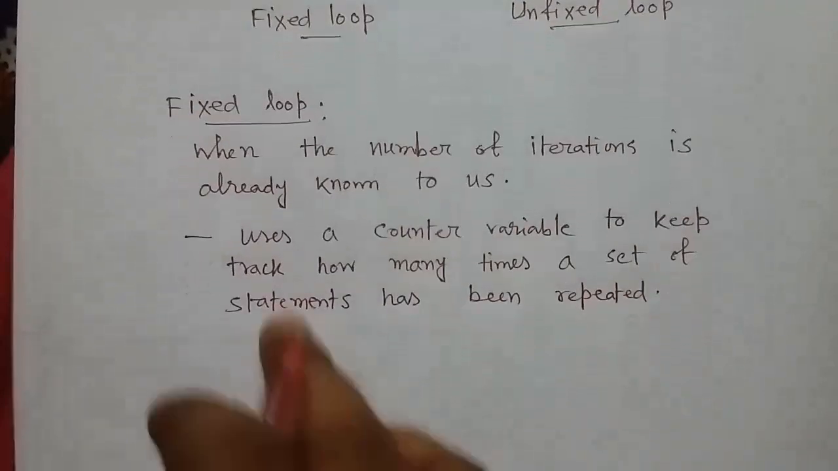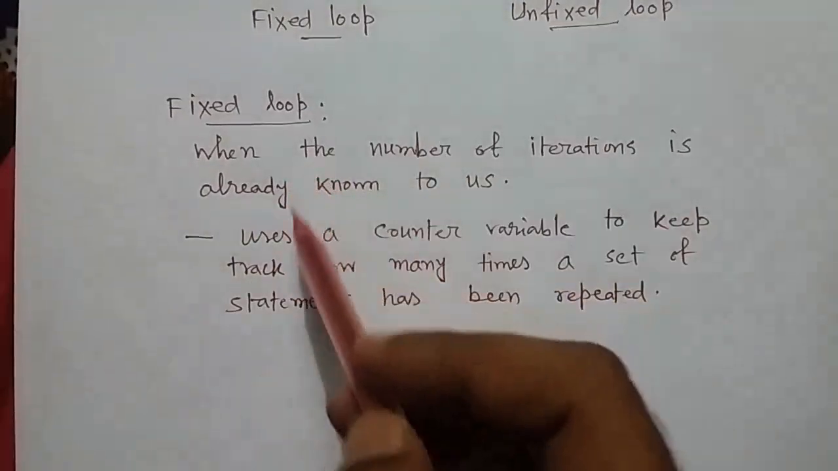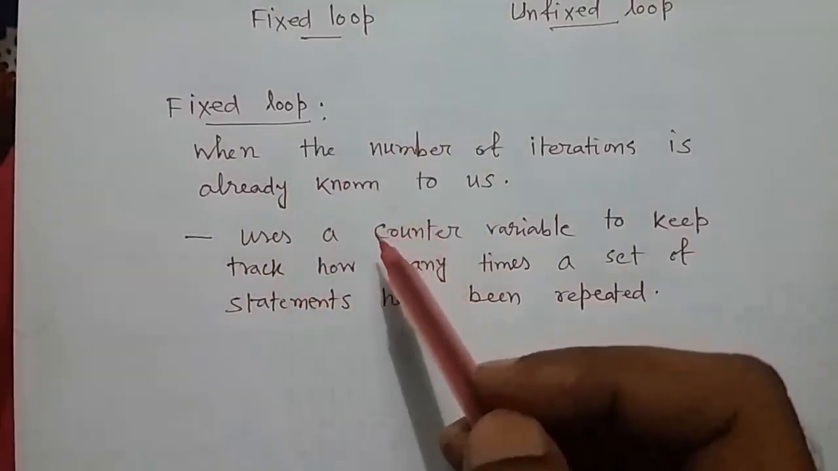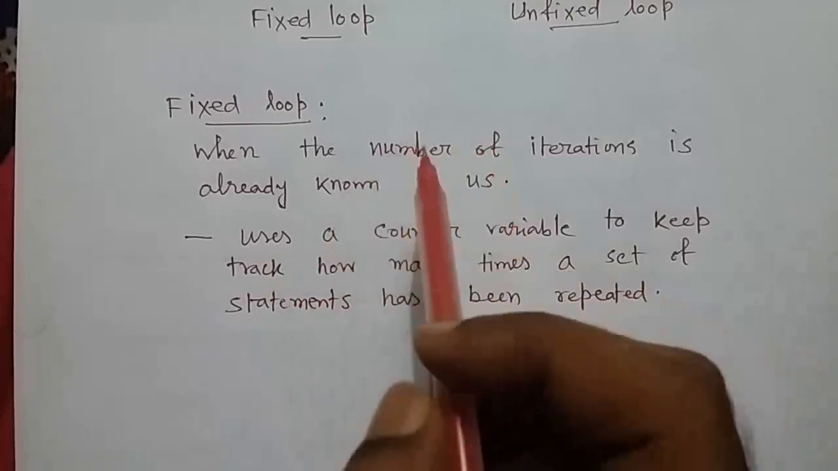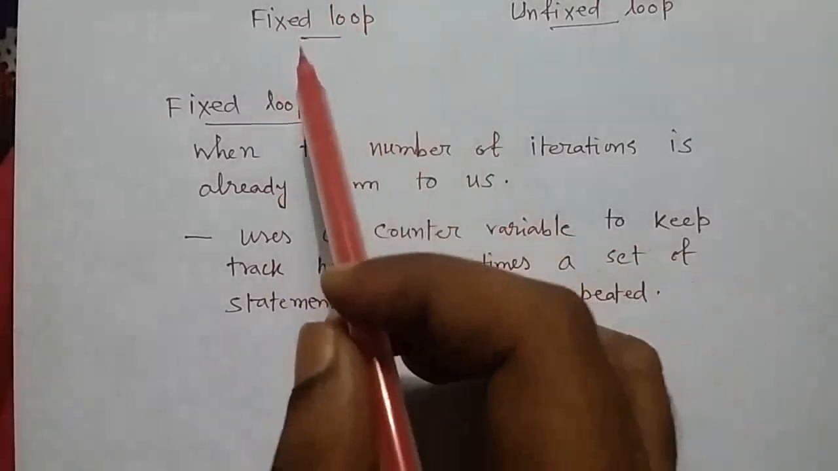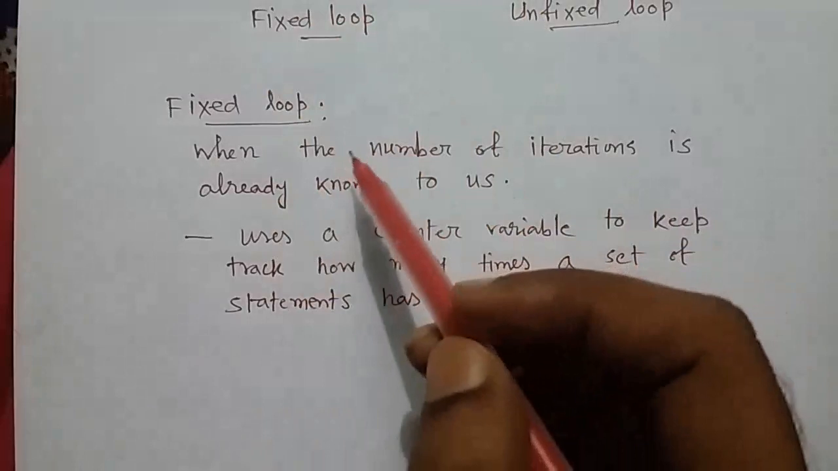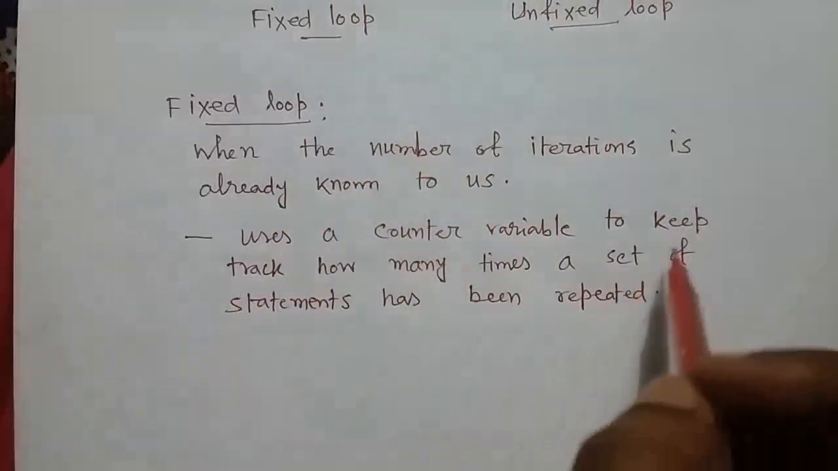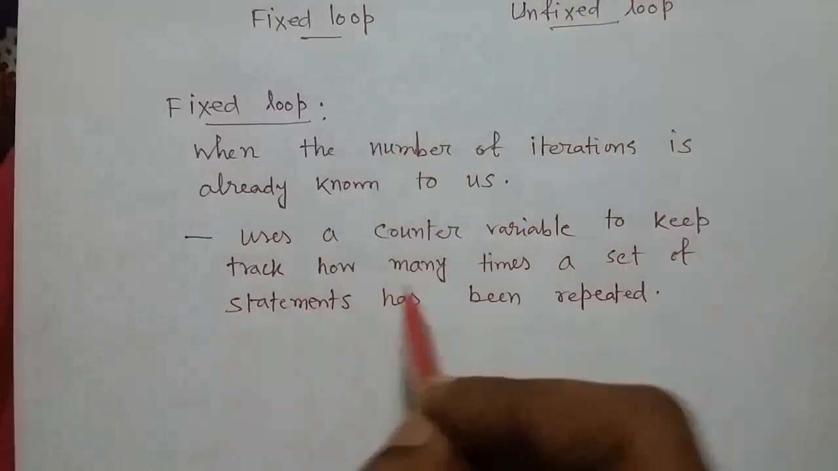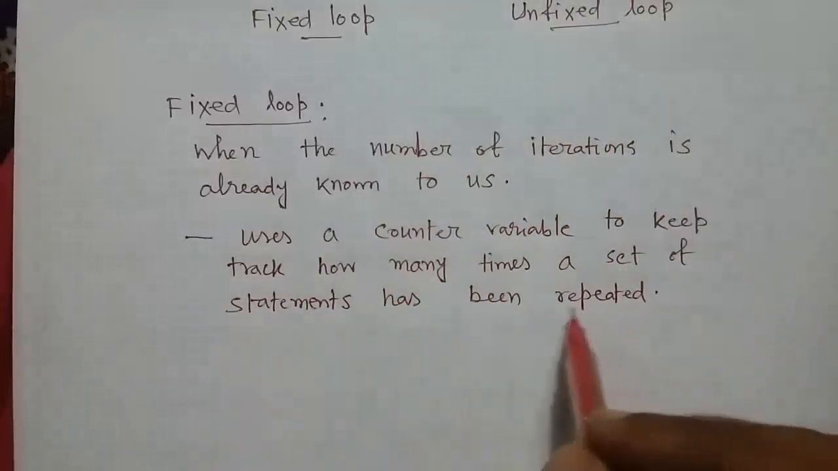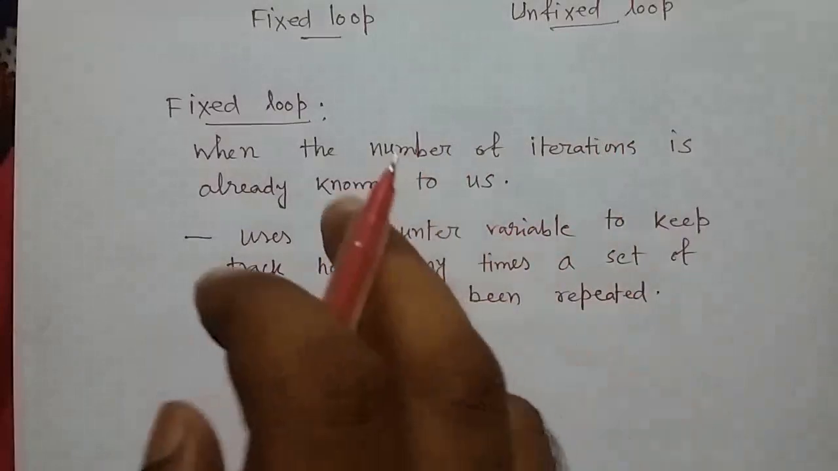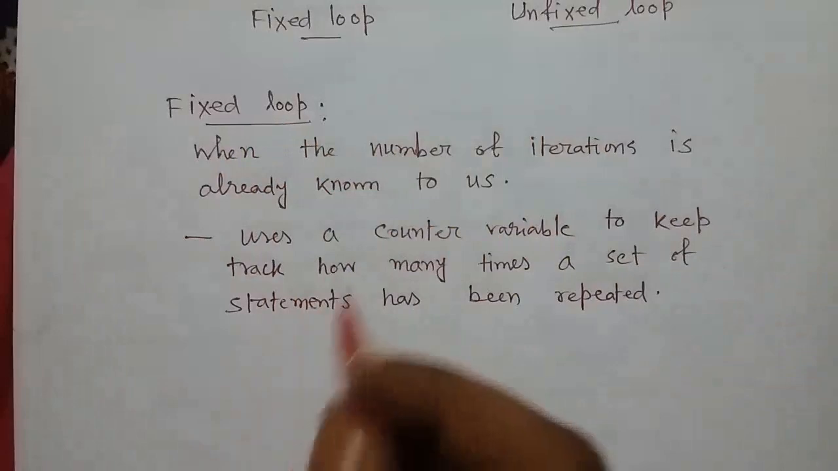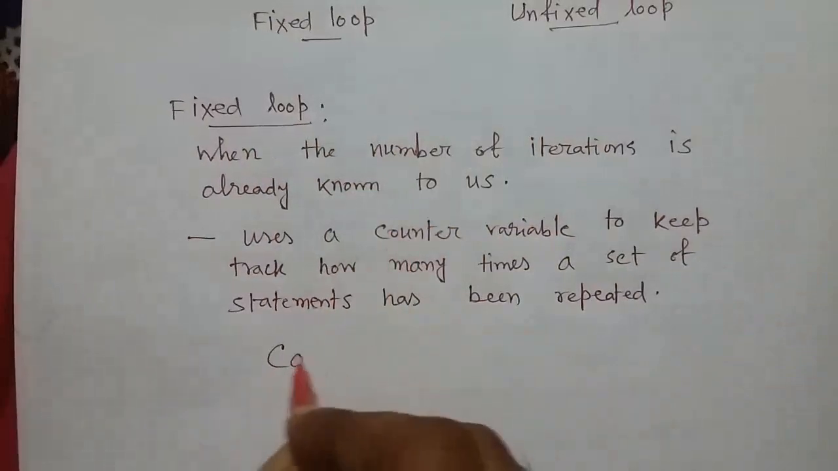So this type of loop uses a counter. In case of a fixed loop, we can say the loop control variable can also be regarded as a counter variable, because it is used to keep track of how many times a set of statements has been repeated. For this reason, fixed loops are also known as count controlled loops.